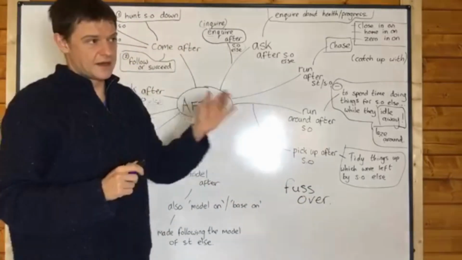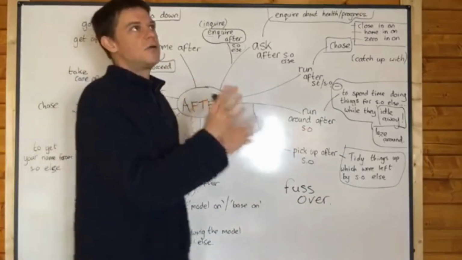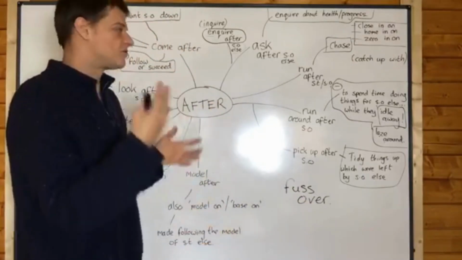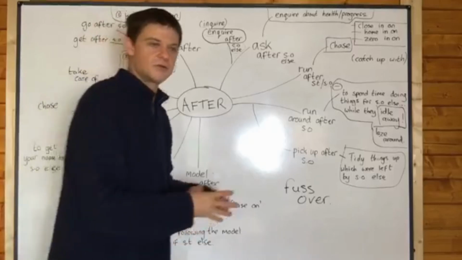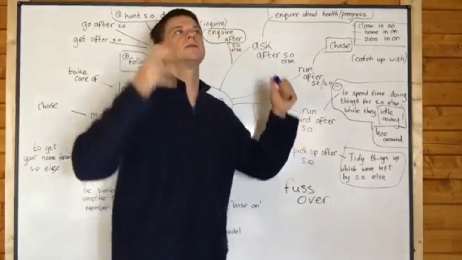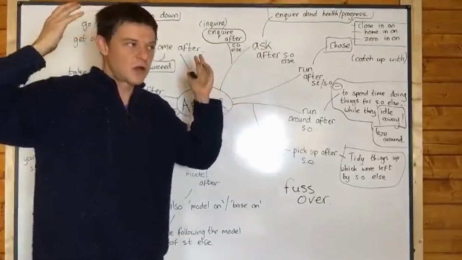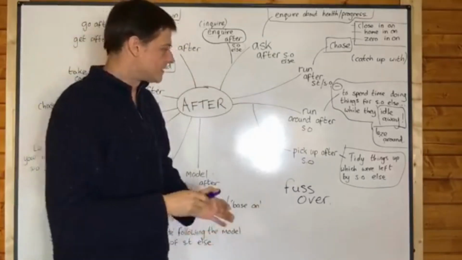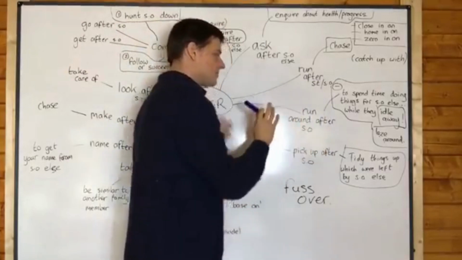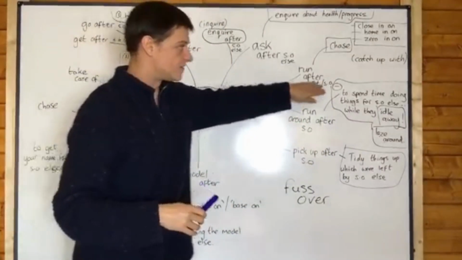So you might say, "That little child is spoilt because his parents run around after him all the time." That would spoil the child. That would make the child just demand things from his parents. The child would expect the parents to do everything for them because the parents have always run around after them. So it's not a good thing, it's a negative thing.